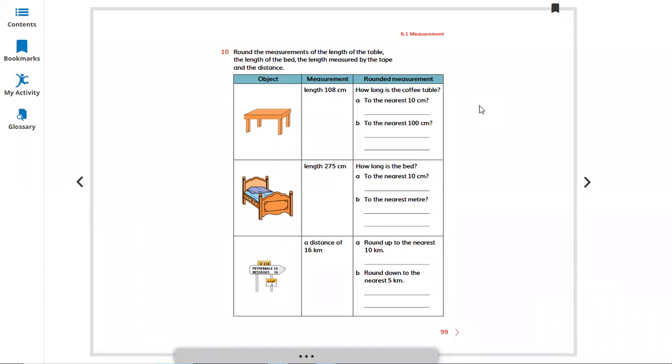Question number 10. Around the measurement of the length of a table, the length of the bed, the length measured by the tape, and the distance. Object: table. Measurement length: 108 centimeter. Rounded measurement. How long is the coffee table to the nearest 10 centimeter? So 108 centimeter, if nearest 10, is 110 centimeter. If it's nearest 100, it's 100 centimeter.